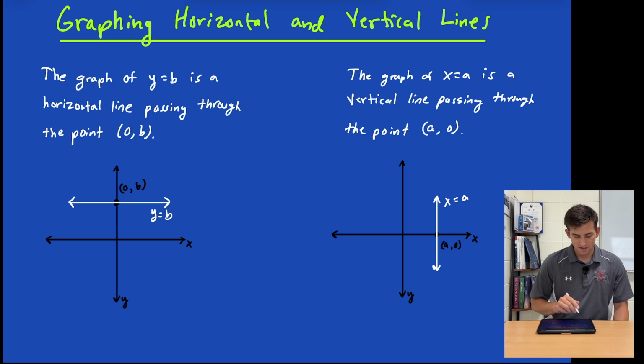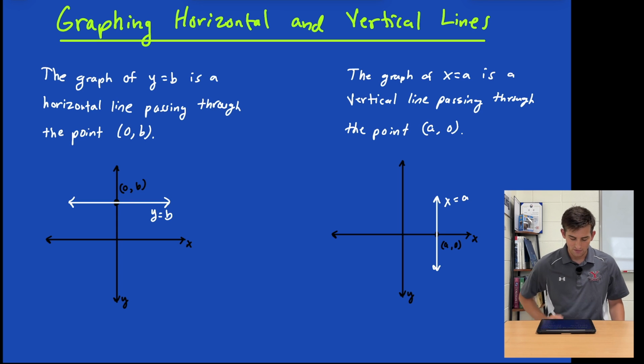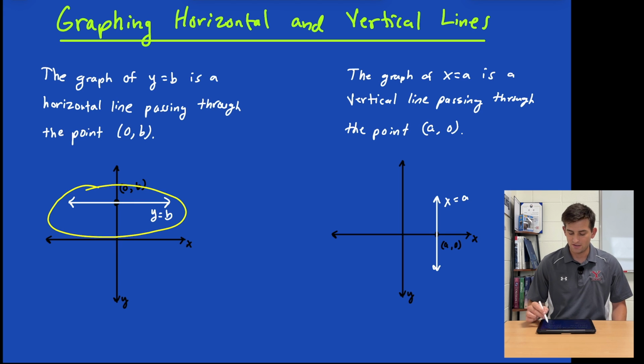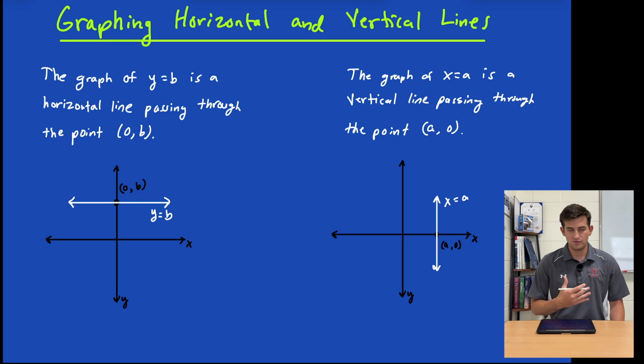We can see that represented here on our coordinate plane. This white line right here is representing our graph. It goes through (0, b), and the equation of the line would be y equals that number, okay?